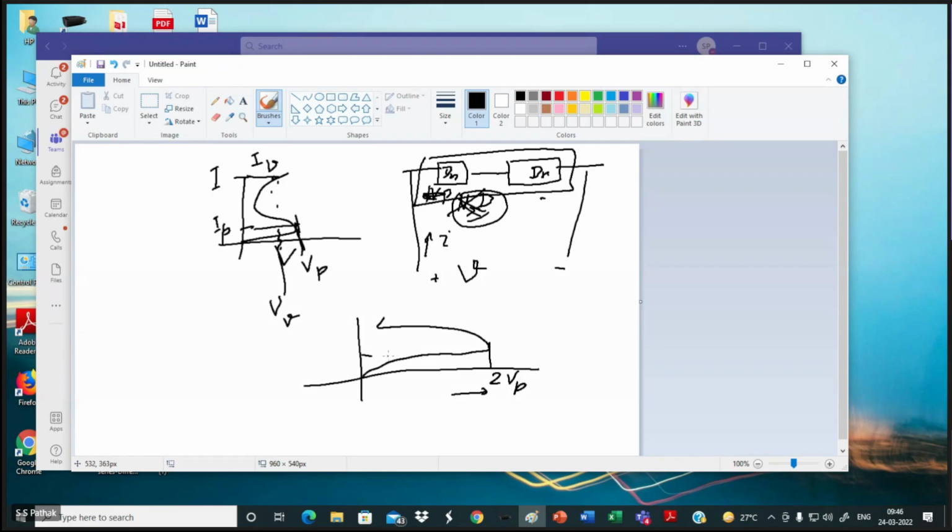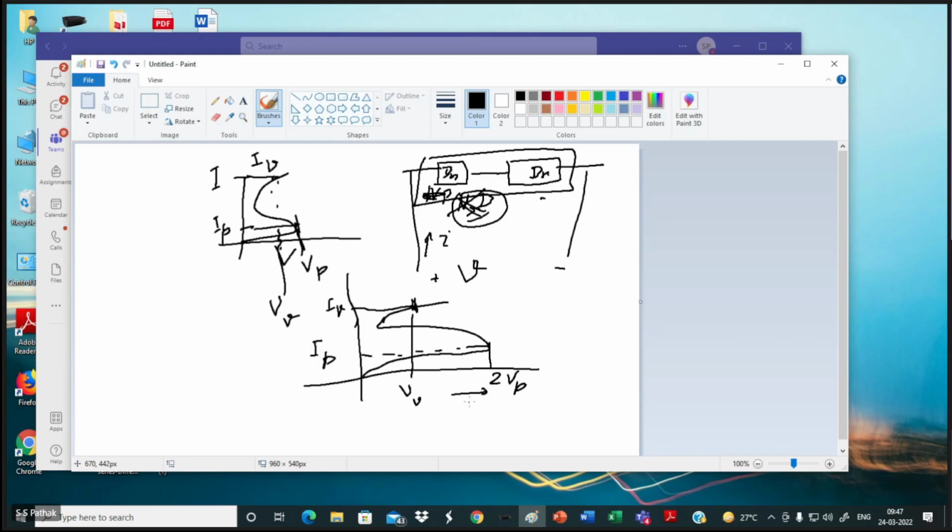So this will be my IP, and it goes like that. If I take this itself as my IV and VV point, or if I take it here also, it doesn't matter. So this becomes my IV and this will be my VV. So VV and IV will remain the same, but VP will become 2 VP if I put them in series.